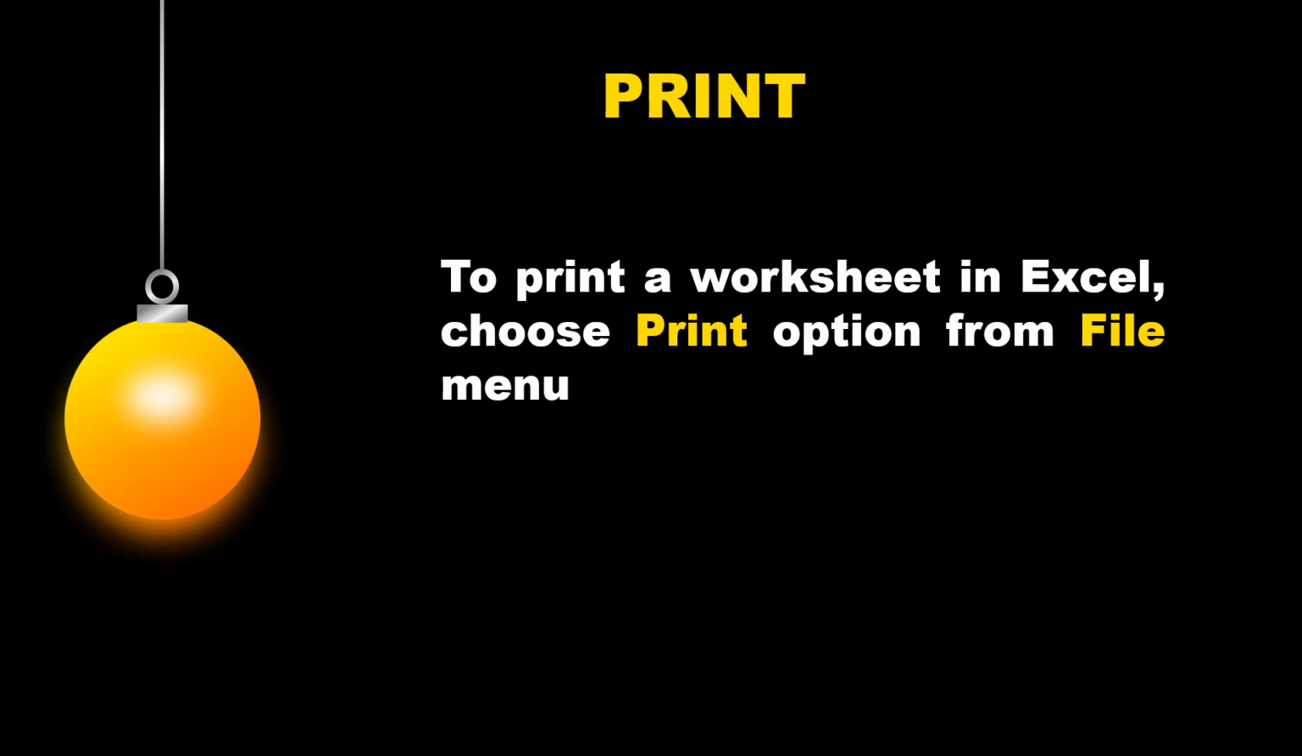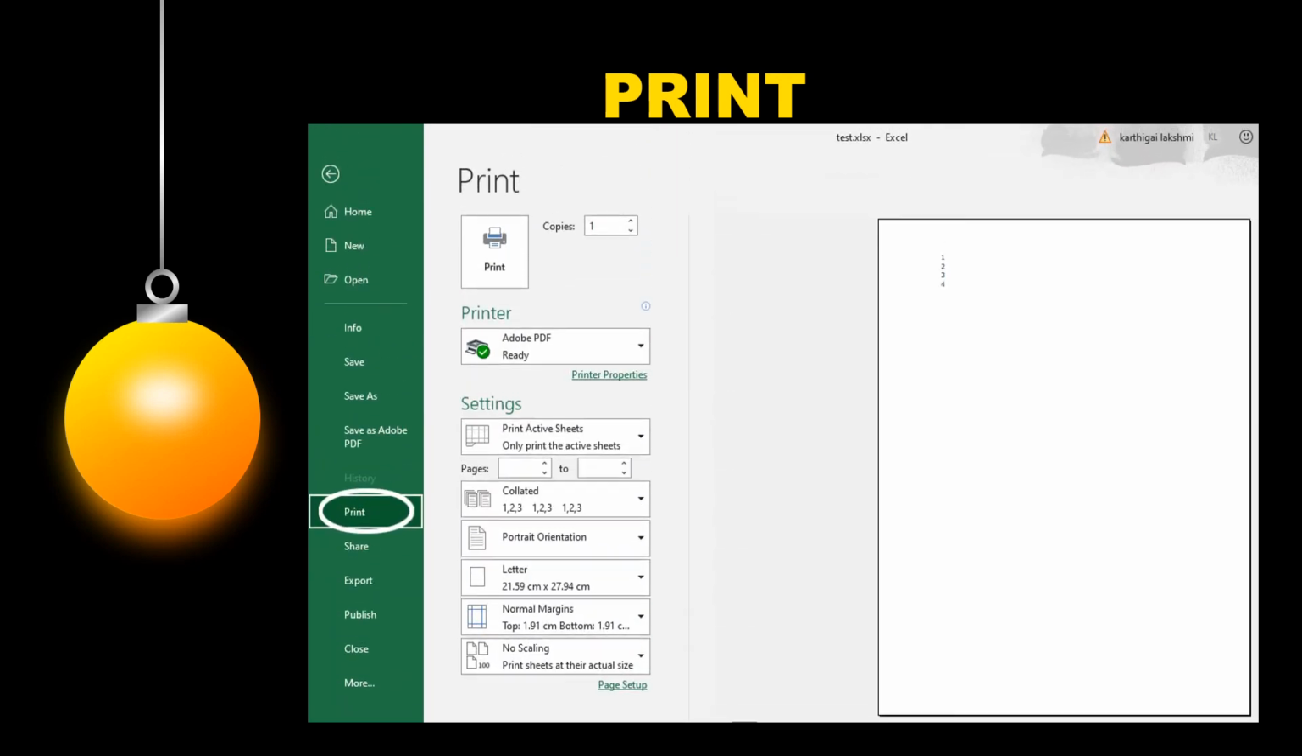The next option is the print option. When you want to have a hard copy of the worksheet, then you choose the print option from the file menu. Here is the print option.